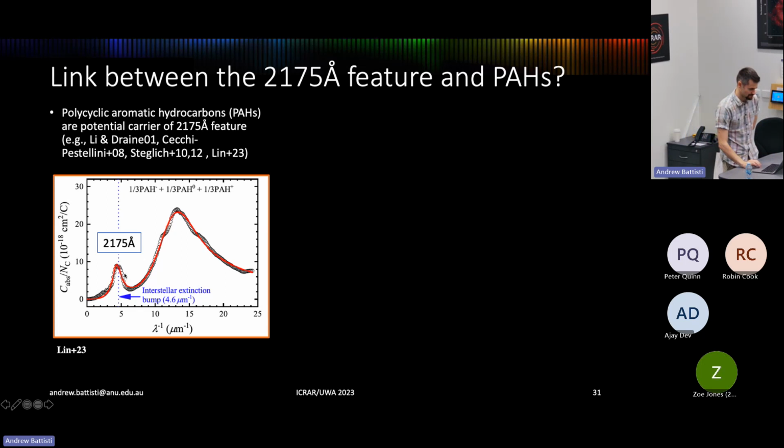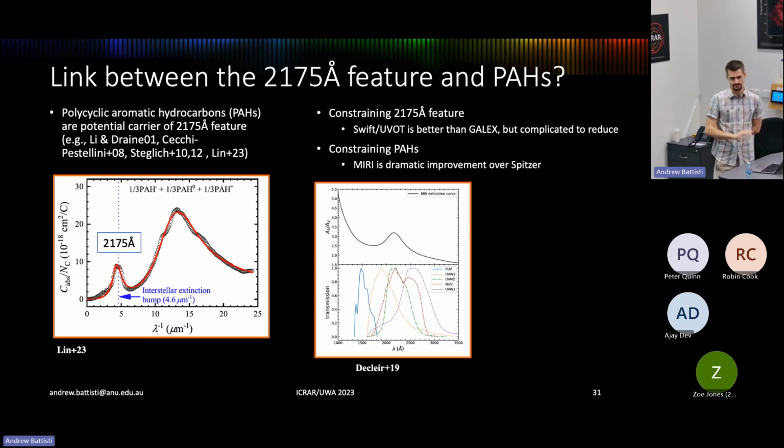But basically, I highlight here, this is the 2175 angstrom feature, and it matches very nicely in terms of its expected width and peak value. So this is very promising evidence that there is indeed a link, but this has basically not been observationally constrained or confirmed yet. And the reason for that is primarily the limitations of current facilities in trying to do this. The most important one probably being that we don't really have very good UV facilities to do this with.